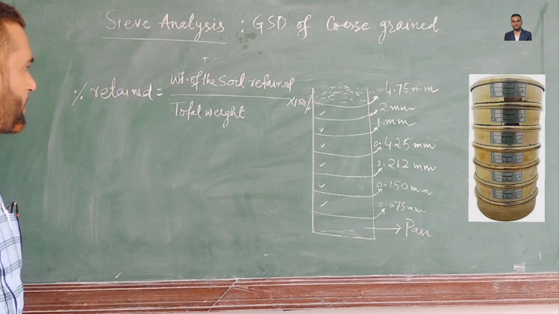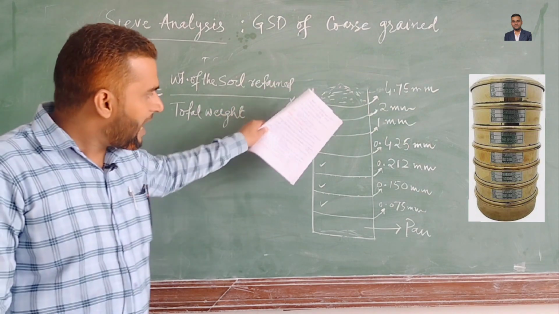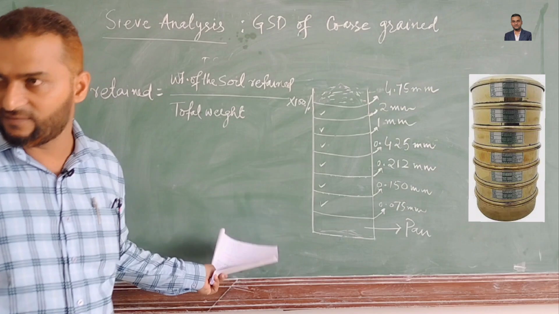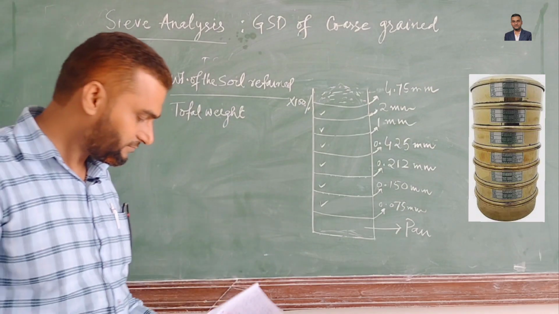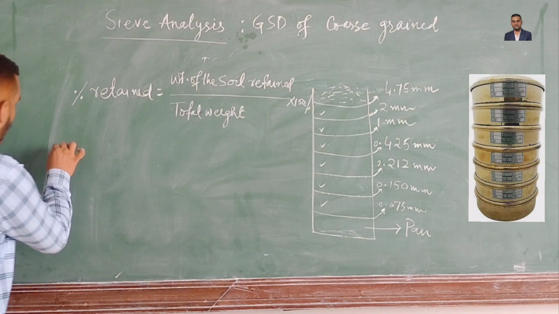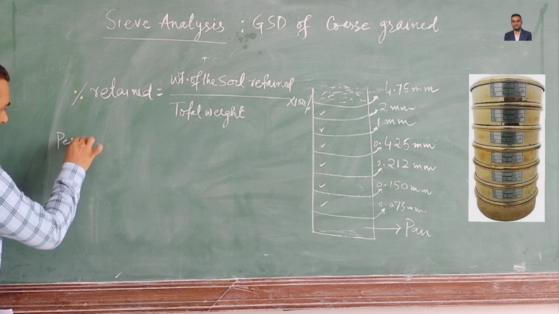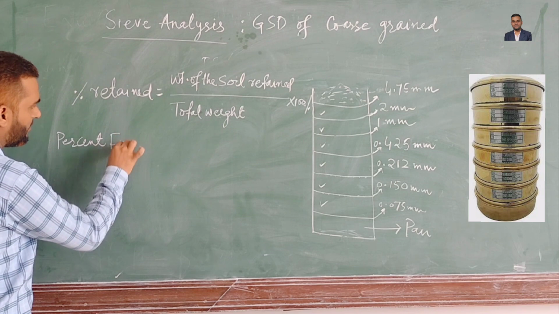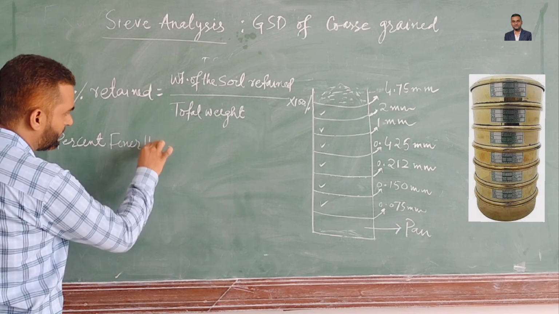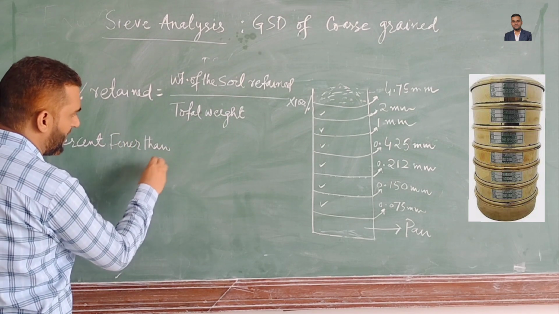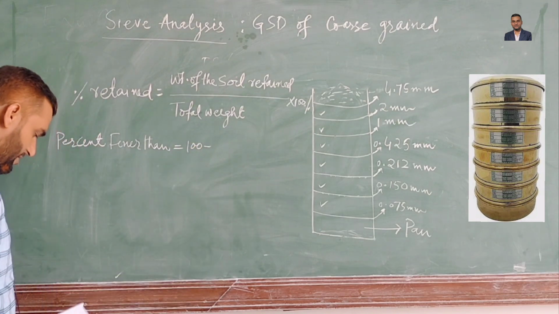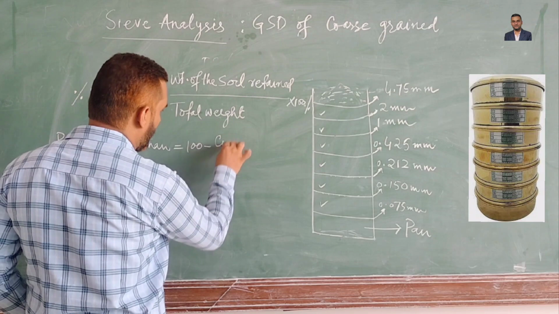After that, cumulative percentage retained is calculated, and that is equal to sum of the percentage retained on all sieve of larger sizes and the percentage retained on that particular sieve. After that, percentage finer than the sieve under reference is calculated, and that will be equal to 100% minus cumulative percentage retained.